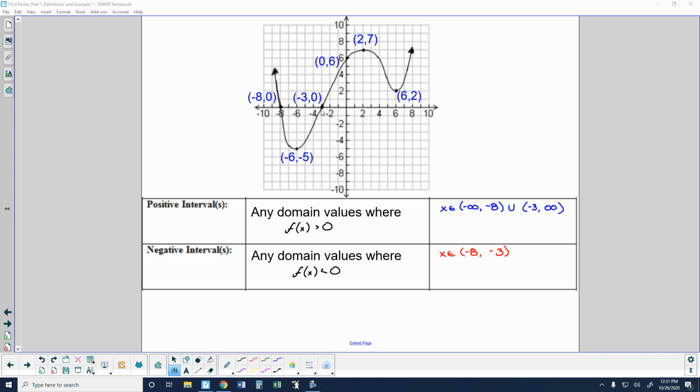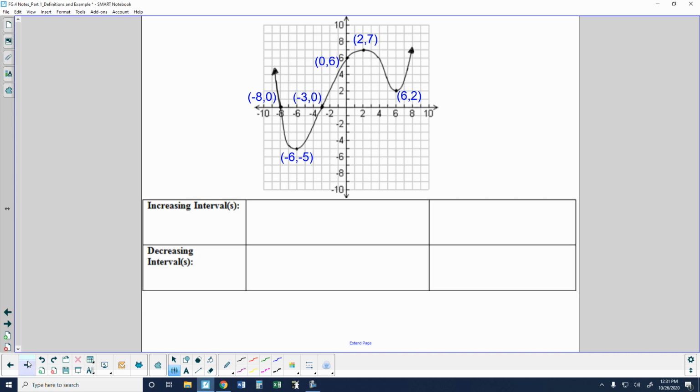So this section right here is a negative interval because it's below the x-axis. It has negative y values. We list the x's that correspond with them. So positive and negative intervals determine if the graph is above or below the x-axis, essentially. We also have increasing and decreasing intervals.